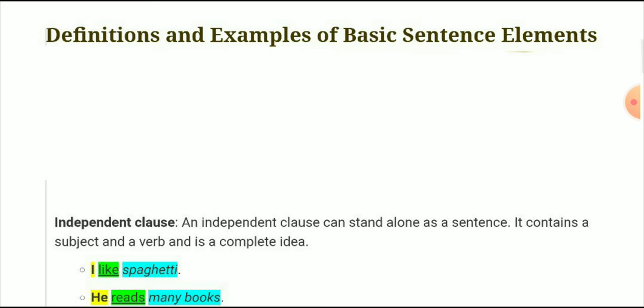Sentence number 1 is I like spaghetti. Sentence number 2, he reads many books. So here these sentences are giving us a complete idea. That's why it is an independent clause.